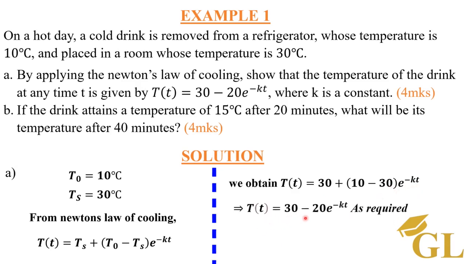Essentially, T(t) is equal to 30 minus 20 e to the negative kt as required. So we have succeeded in obtaining the expression that we had in the question. So this expression has been obtained successfully, and that's the reason why we put "as required". So we have gained our 4 marks successfully.